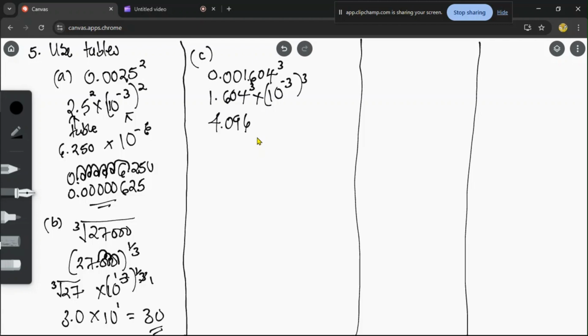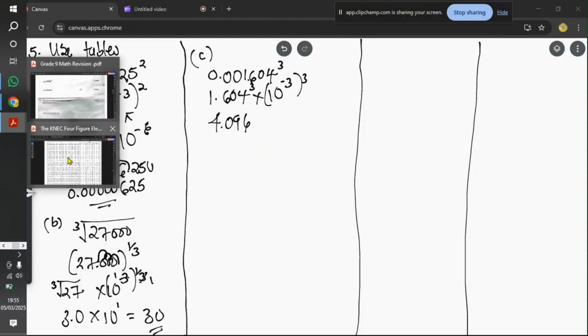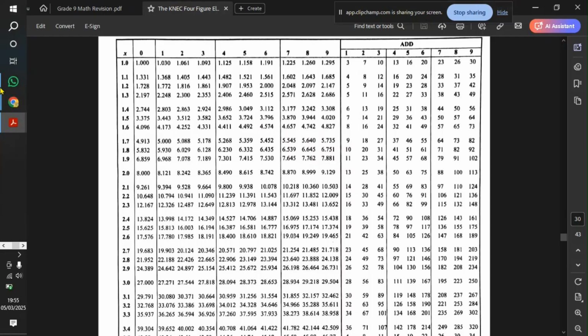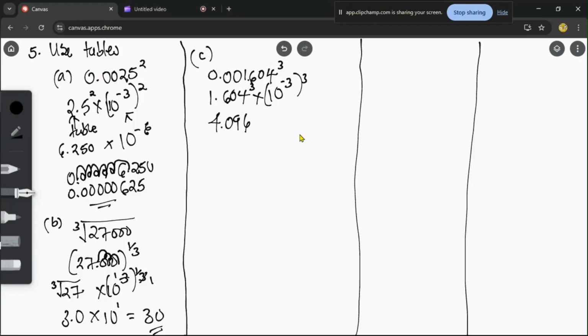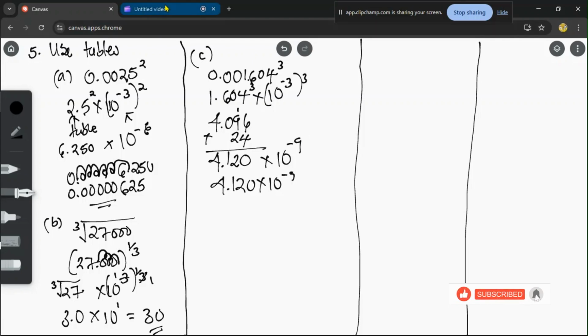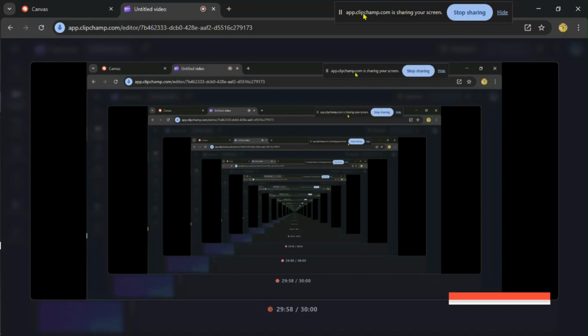Then the instruction here is to add. So I'll come and add 24, so that this one will be 10, carry 1, 12, carry 1, and so on. Then here I just multiply: negative 3 multiplied by 3 gives 10 to the power negative 9. So my answer is 9.120 multiplied by 10 to the power negative 9.